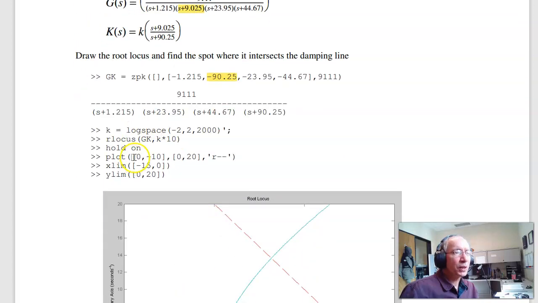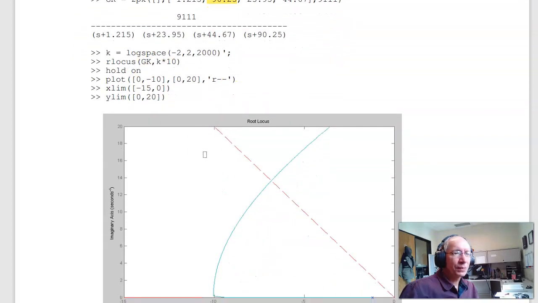Now draw the root locus plot for the lead compensated system. Add the damping line. Again, going over 10, up 20. I'm looking for this point. And the reason for the times 10 is the root locus didn't get to this point. Make k big enough, eventually passes the damping line. That's the point that I care about.